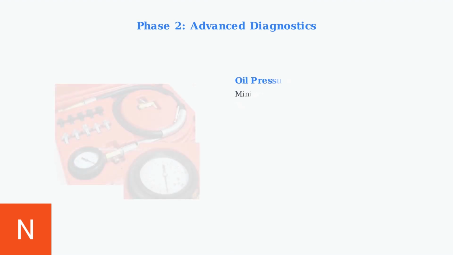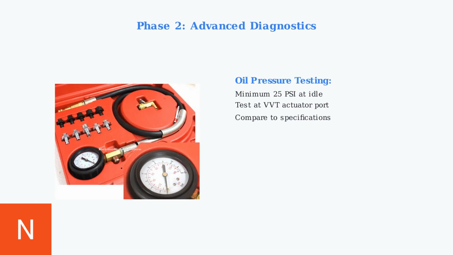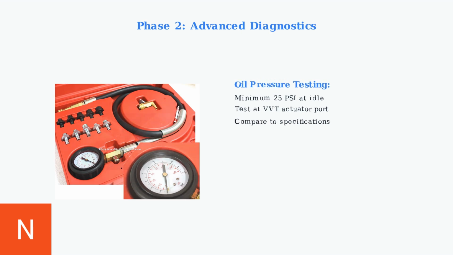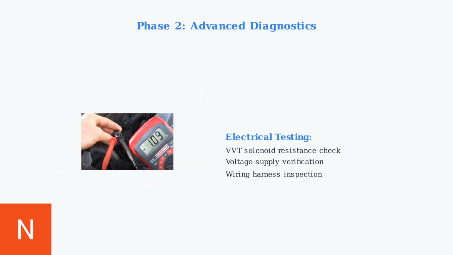Phase 2 involves advanced diagnostic testing. We use specialized equipment to measure oil pressure at the VVT actuator and test electrical components for proper operation. Electrical testing is equally important. We use multimeters to check VVT solenoid resistance and verify proper voltage supply to ensure the system can respond correctly.